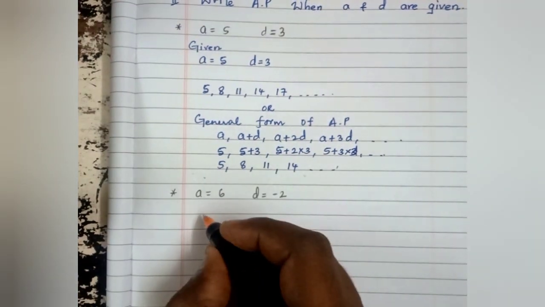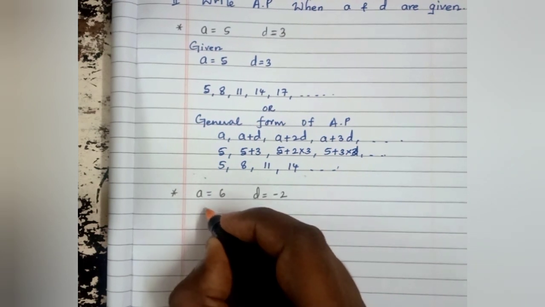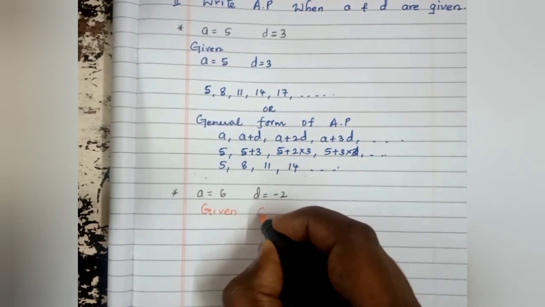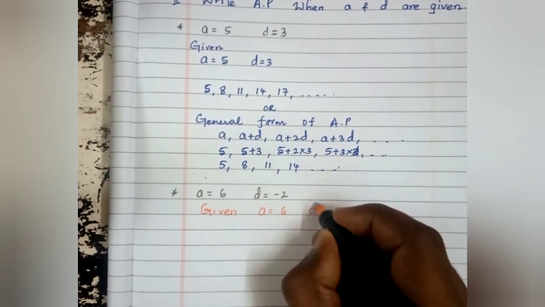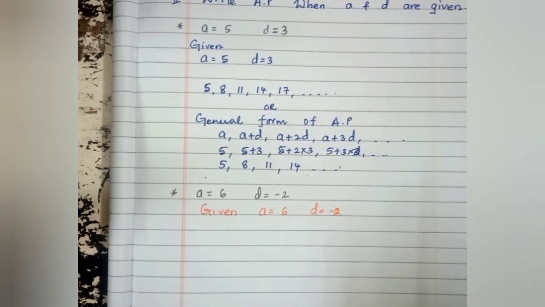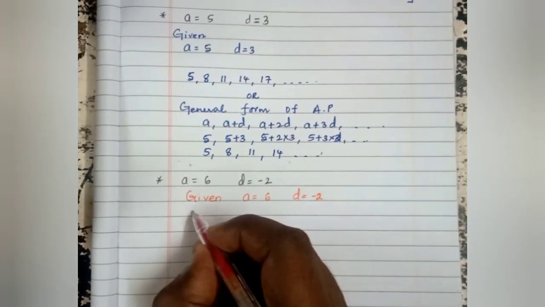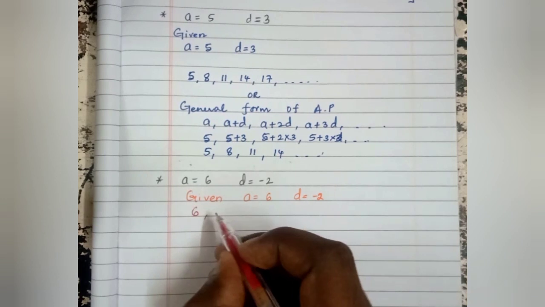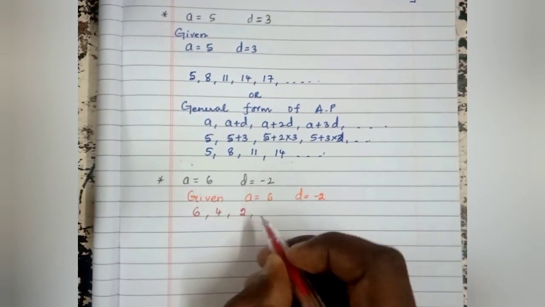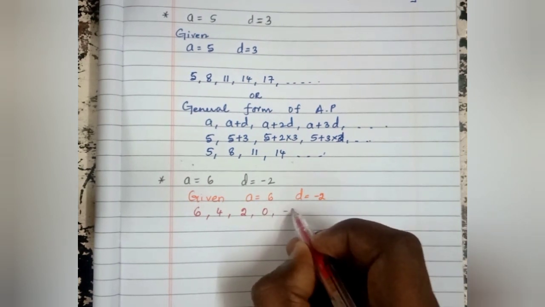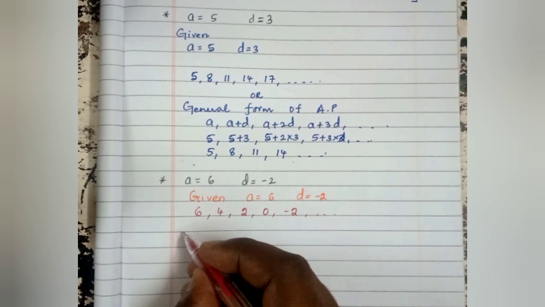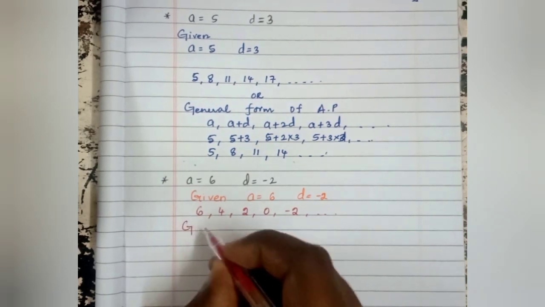Now let me take one more example. The first term is A equals 6, and the common difference is minus 2. Now I'll write the AP, the first term is 6. To get the next term, what should I do? I should add minus 2, that is subtract 2. 6 minus 2 is 4, 4 minus 2 is 2, then 2 minus 2 is 0, then 0 minus 2 is minus 2.